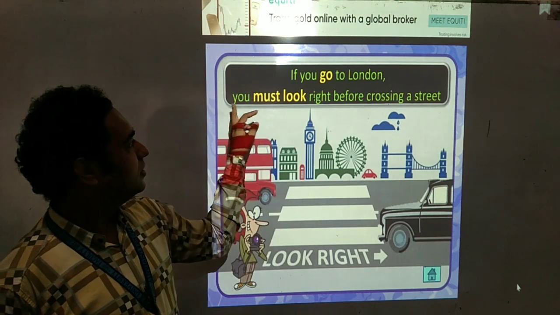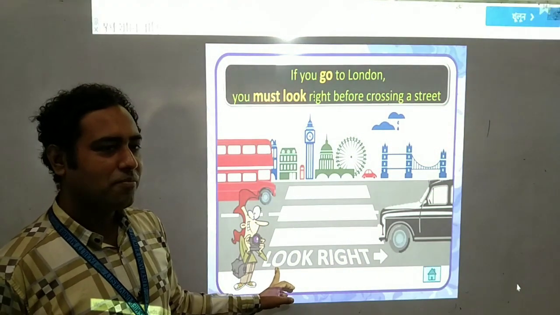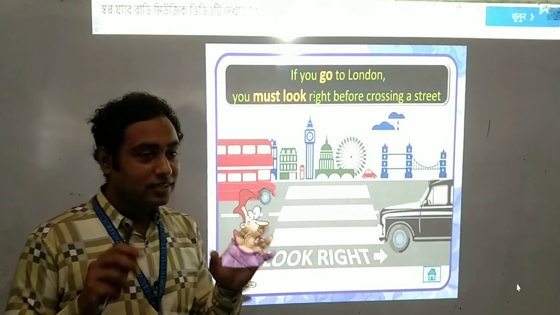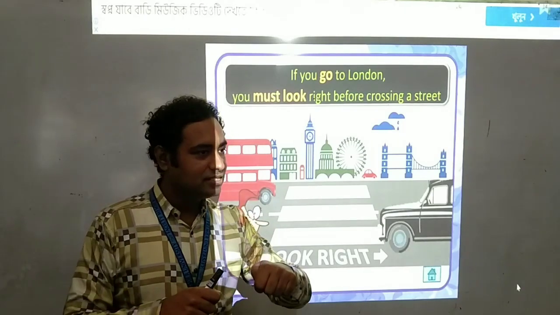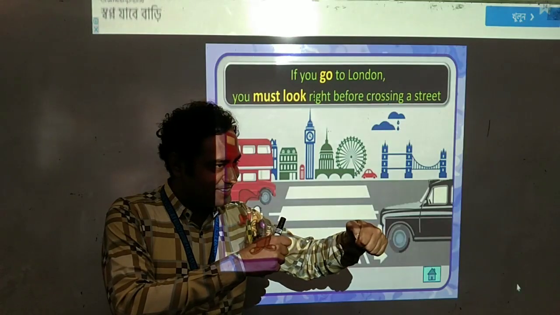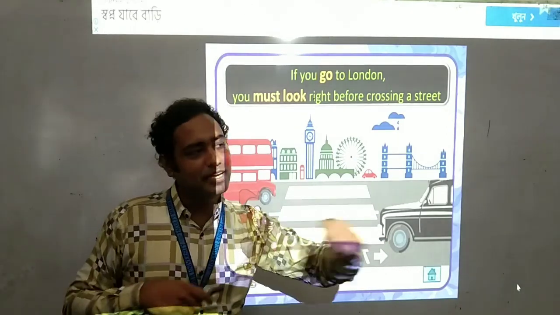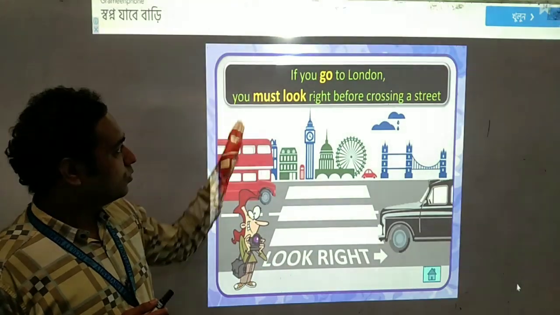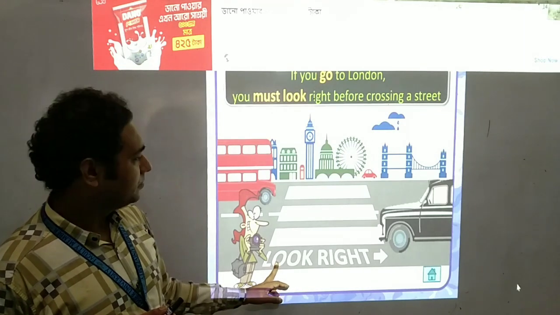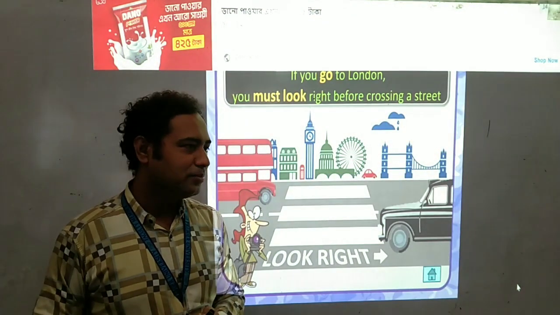If you go to London, you must look right before crossing a street. Do you know it? If you go to London, you always have to look right, because in our country the driver's seat is on the left side, right? Right side, sorry. In some other countries it is the left side. But if you go to London, you have to look right. That is very important. You cannot break the rule. If you break the rule there, you will be interrogated by the police.